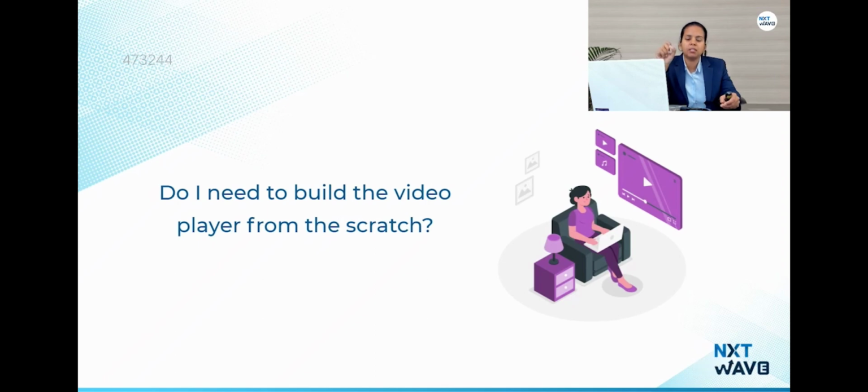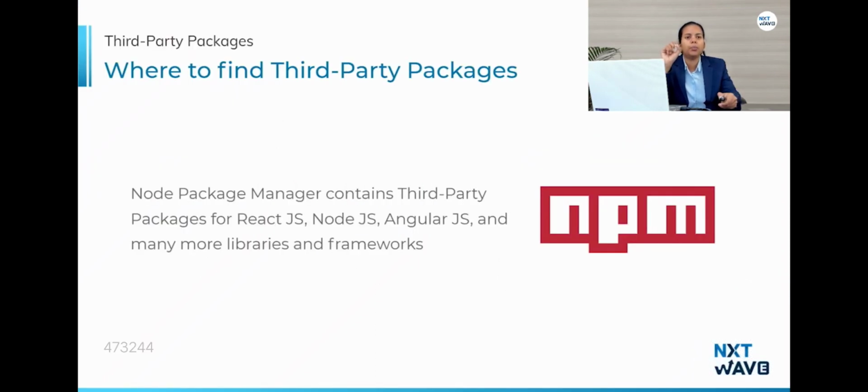So firstly, I will search whether there is a third-party package using which we can add a video player into our application. Okay, so let's do that. So the question here is, where do we find these third-party packages, right? So I've decided that I have to search for third-party packages. Then where do I have to search?